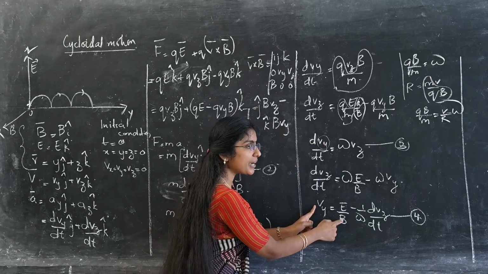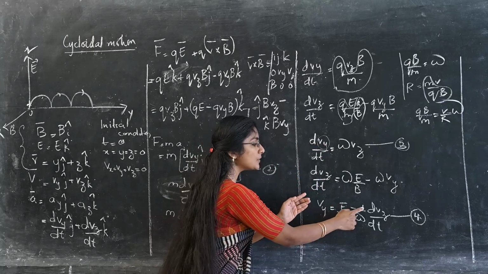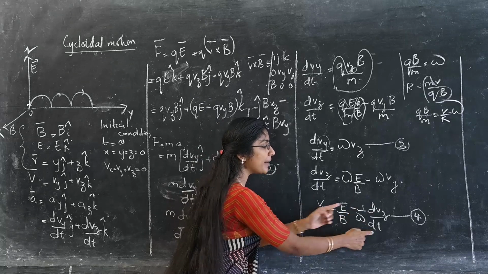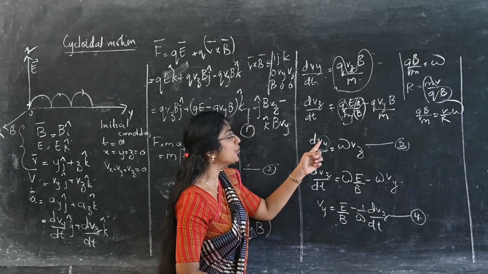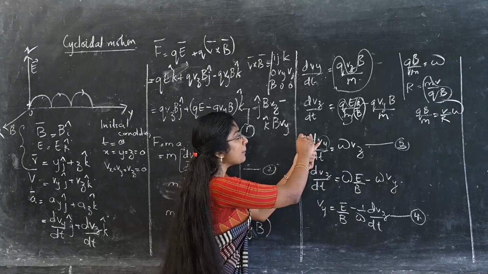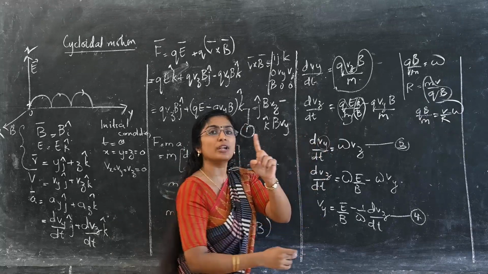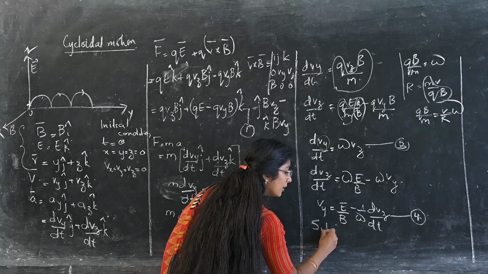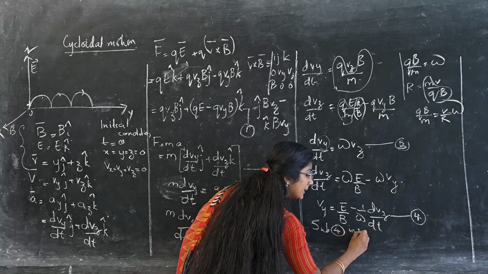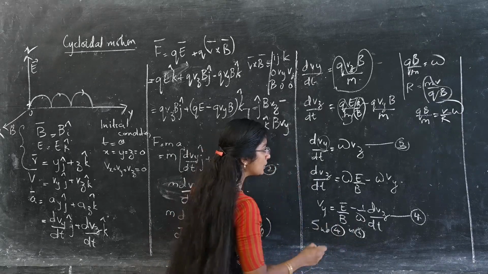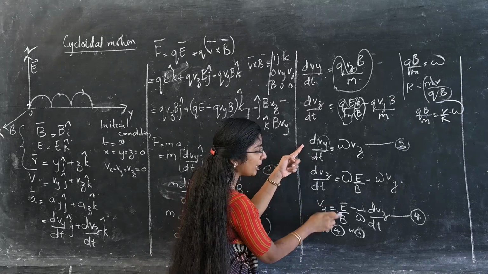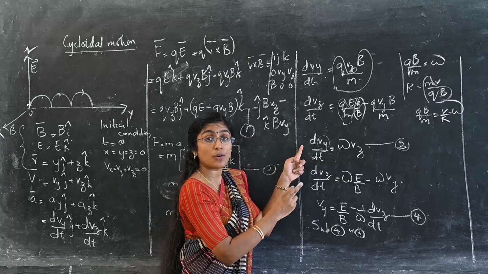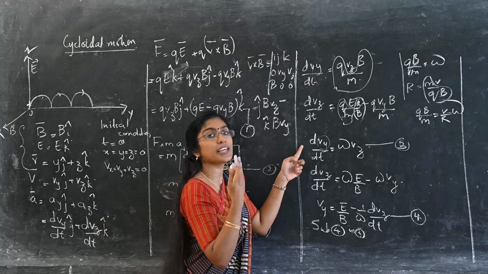Vy has E by B, a constant, minus 1 by omega dvz by dt. I will introduce the variable vz here, so that both sides of my equation have only one variable, which is vz. So I am going to substitute 4 in 3. When you substitute it here, d by dt of E by B, a constant, the derivative of a constant is equal to 0.